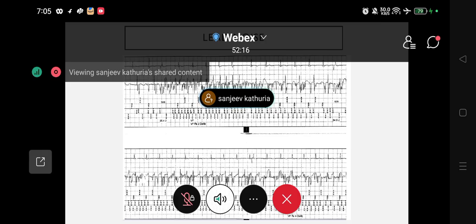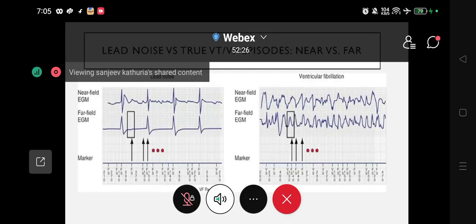So lead noise can be in the VT zone, in the VF zone. Let me show you more examples. I'll tell you how to differentiate even an EMI from a lead fracture. So lead noise. Clear. Everybody's clear. Now this lead will make it very clear. Yes, go ahead, sir. Now please, Dr. Vimal, ask them what they feel. I've written the answer, but ask them what they feel.